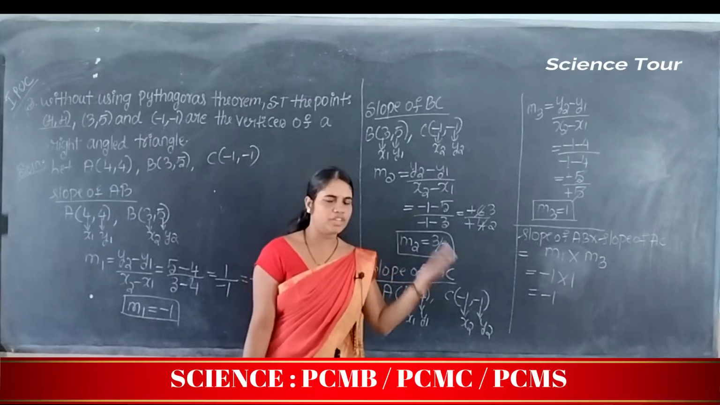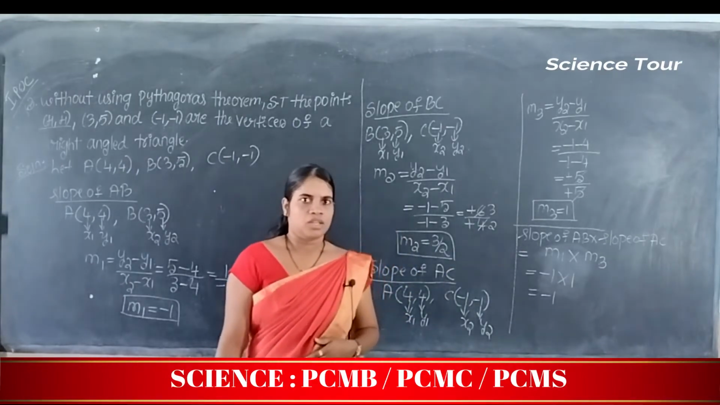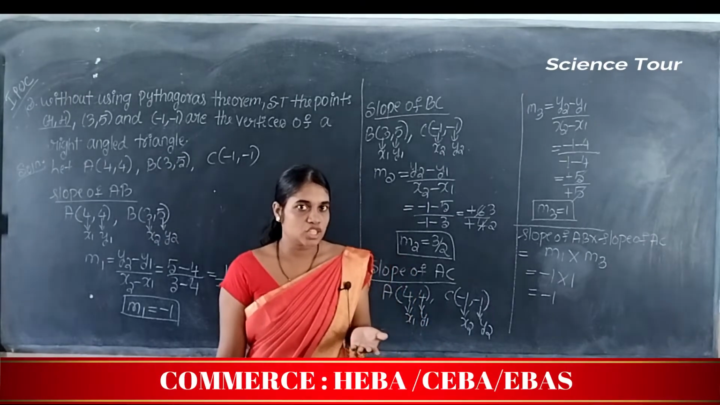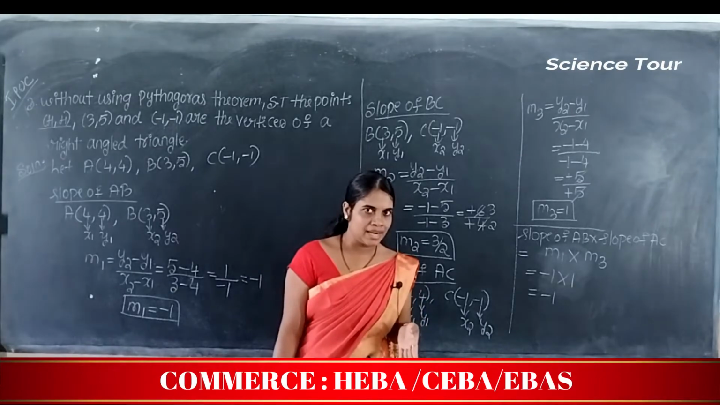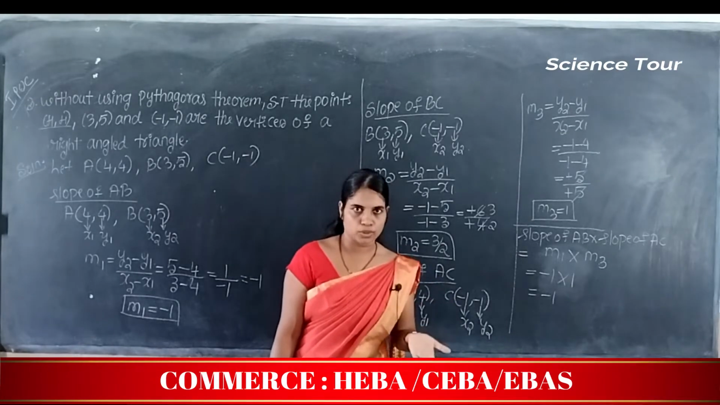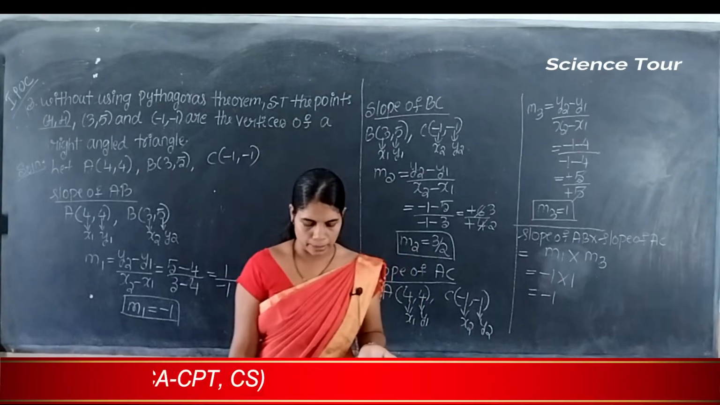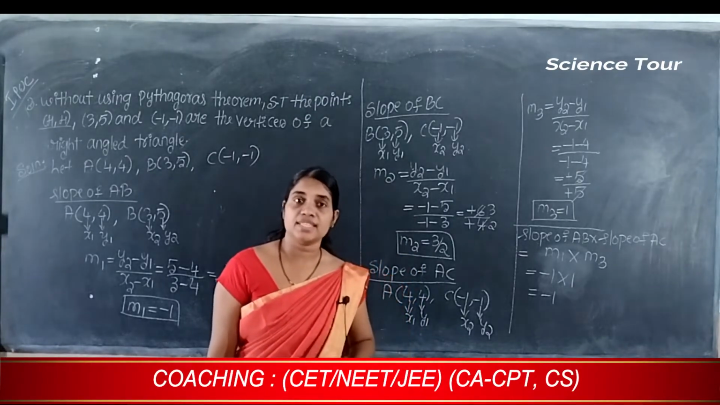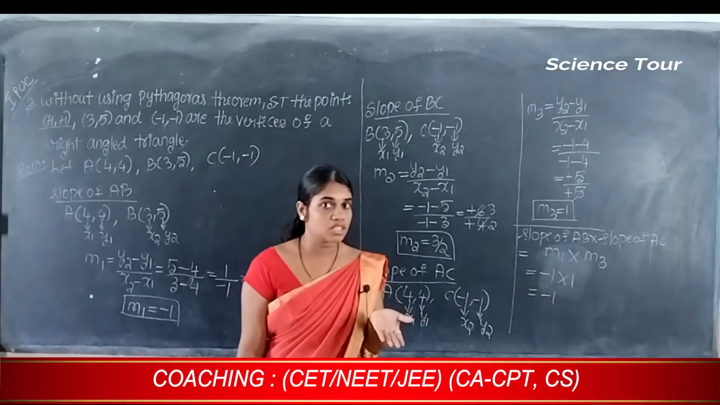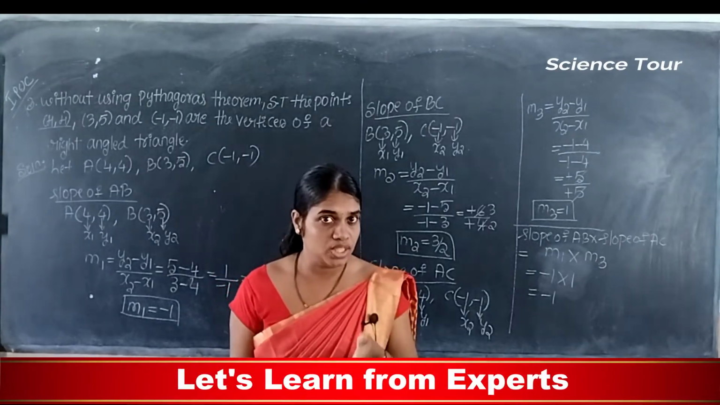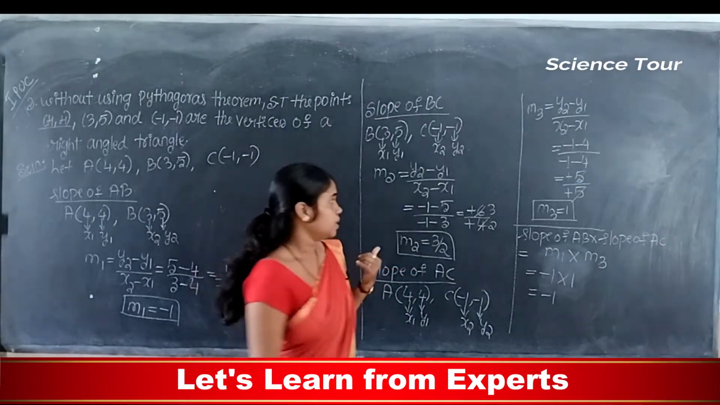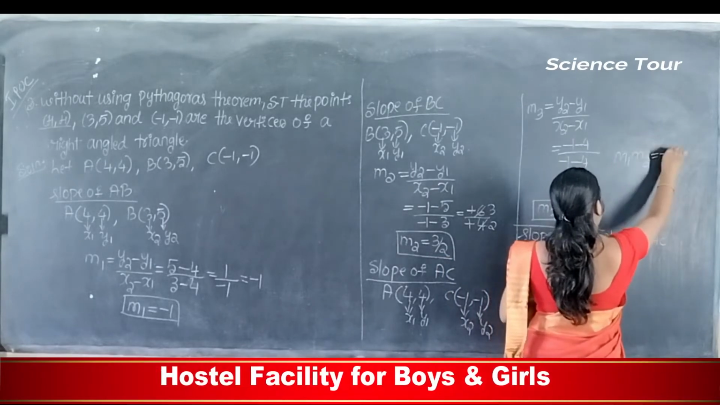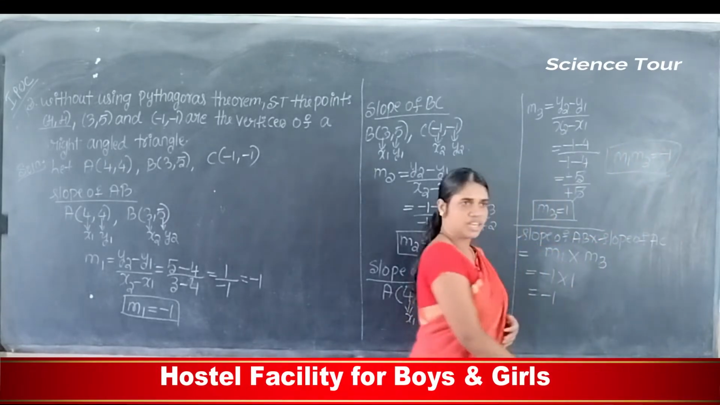You just recall your previous session. If the two lines are parallel, then what about their slopes? If the two lines are parallel, then m1 is equal to m2, isn't it? Their slopes are equal. If any two lines are perpendicular, then what about their slopes? m1 into m2 is equal to minus 1. This relation we have studied, isn't it?